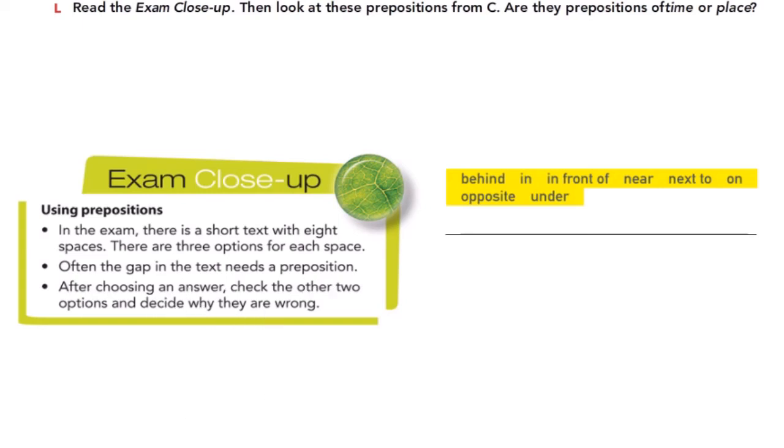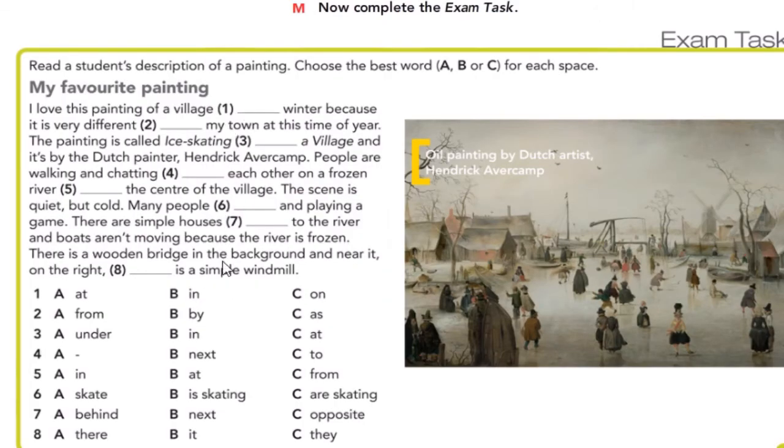What does it mean? In this part of the exam, you will have a short text, just this is the text. In the text, you have about 8 spaces. Each space will need a preposition. Often it will need a preposition. And you will have 3 options for each one. For example, number 1, the answer could be at or in or on. You have 3 options. You have to choose the correct answer first. After that, decide why the other 2 options are wrong. Okay?